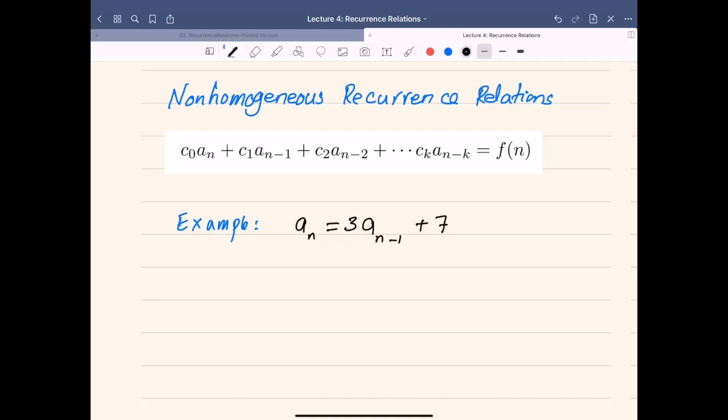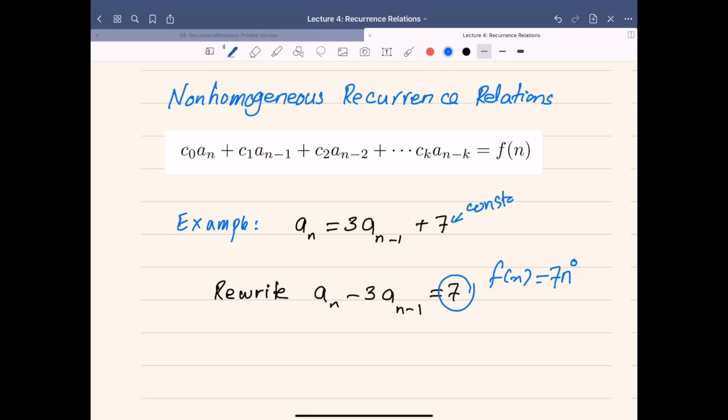Now when you rewrite the recurrence relation, it will be a_n minus 3a_{n-1} is equal to 7. So this is the function I'm talking about, f(n). Although we don't have n, we assume that this function is equal to 7n raised to power 0. So it's a polynomial of degree 0. It's a constant, but if you convert it into a polynomial, then it will be equal to 7n raised to power 0.